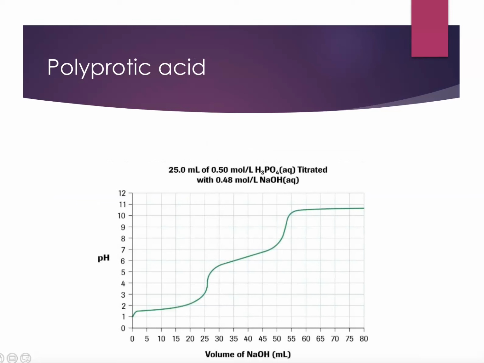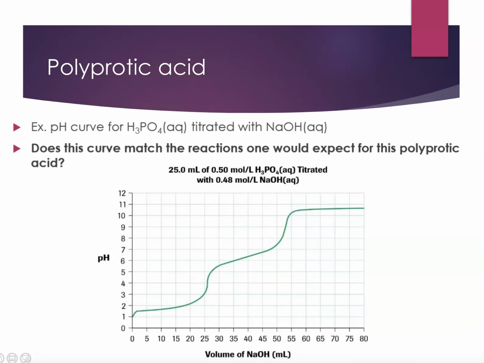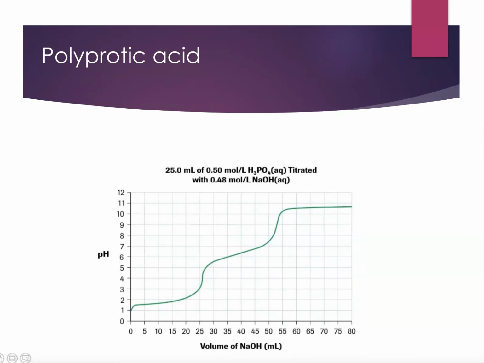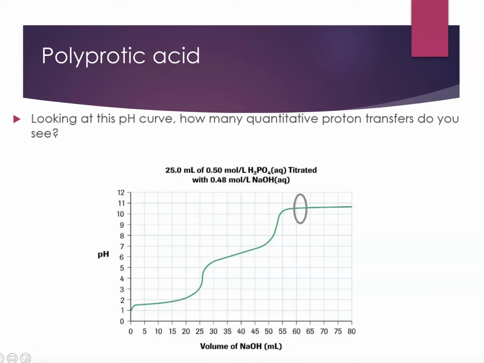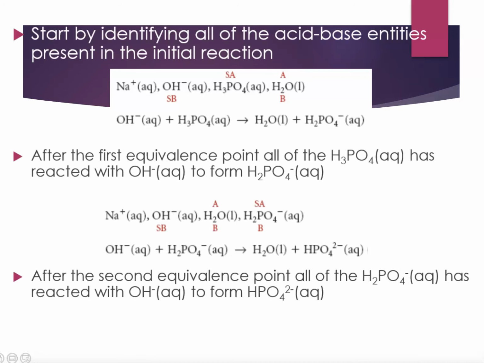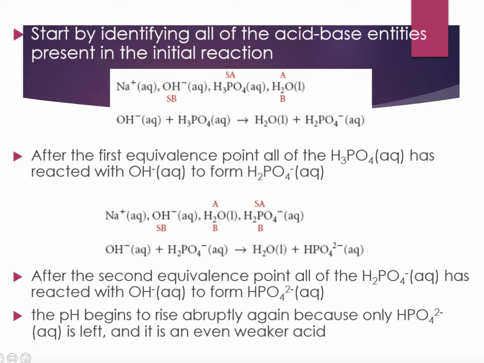Take a look at this titration curve for phosphoric acid being titrated with sodium hydroxide. Is this the titration curve that you would expect? By looking at the pH curve, you may expect that the polyprotic acid only loses 2 protons. This does not agree with the molecular formula for phosphoric acid, which has 3 hydrogens. There is a simple explanation for this, but it does require some analysis of the system.